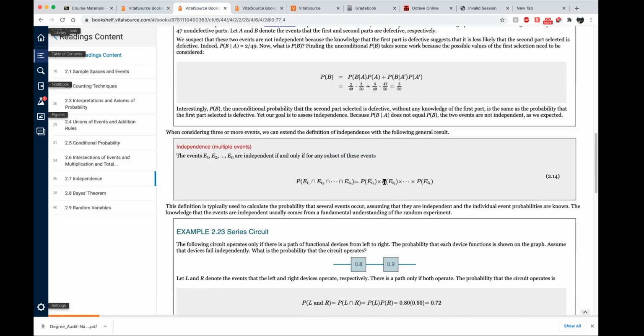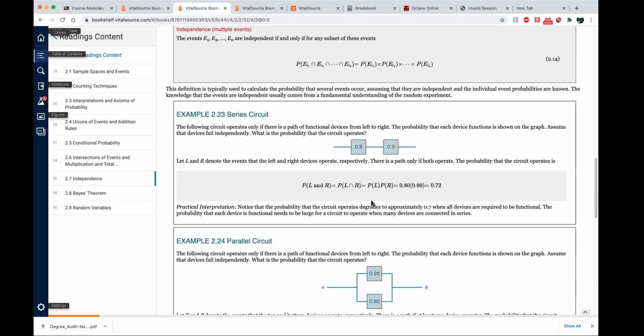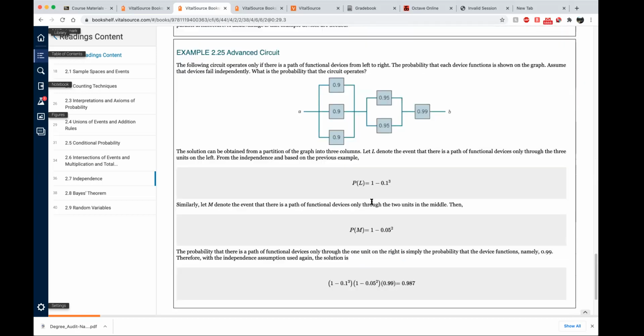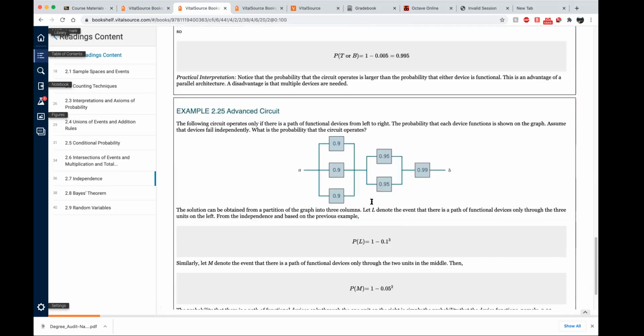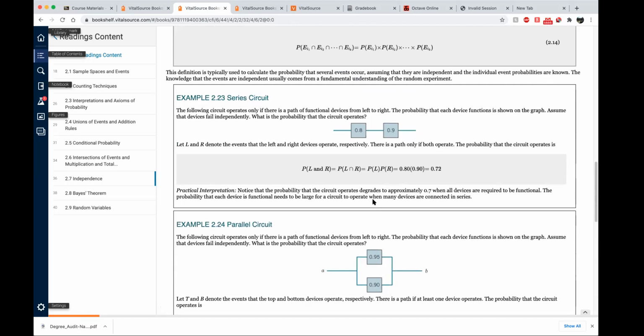Okay, so now examples 2.23 to 2.25. Just read the examples by yourself. Next time I'm going to cover sections 2.8 and 2.9.